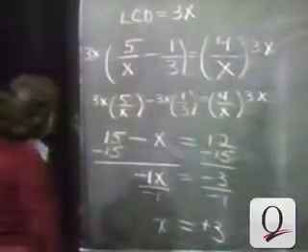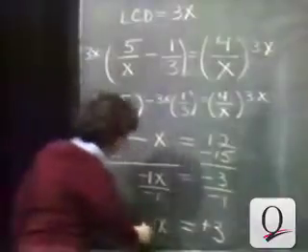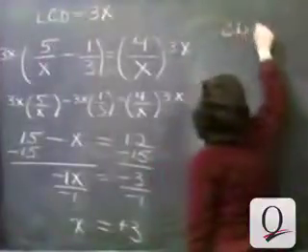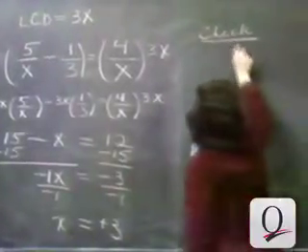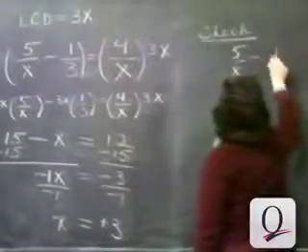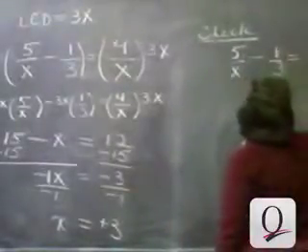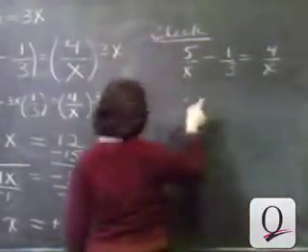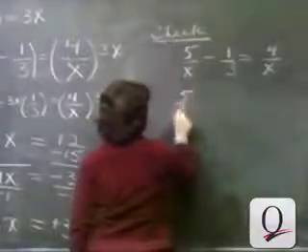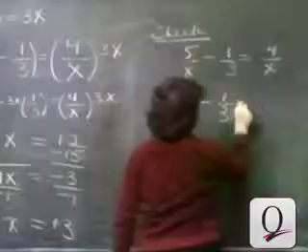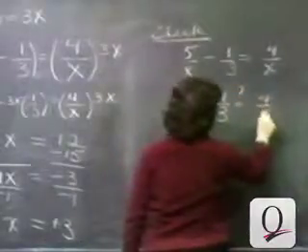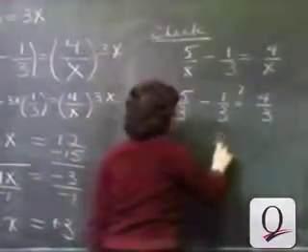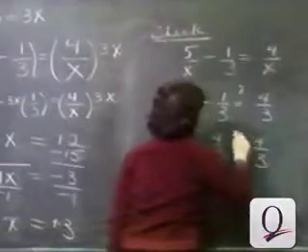Now it's very important in a fractional equation to check your answer. We have x equals 3. We're going to go back to the original equation, which is 5 over x minus 1 over 3 equals 4 over x. And we're going to substitute in the value that we just found, x equals 3, and see if we get a true statement. Substituting x equals 3, we get 5 over 3 minus 1 over 3 should be equal to 4 over 3. And of course, 5/3 minus 1/3 equals 4/3, and our check is complete.